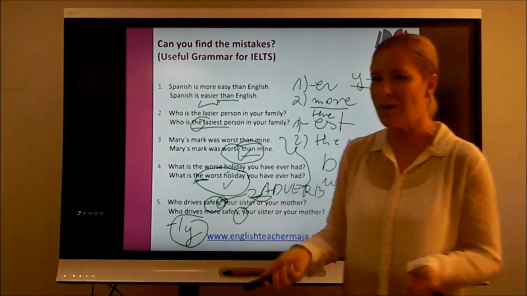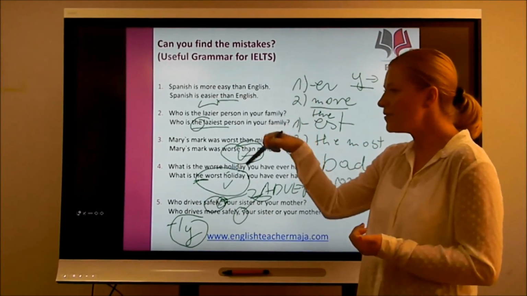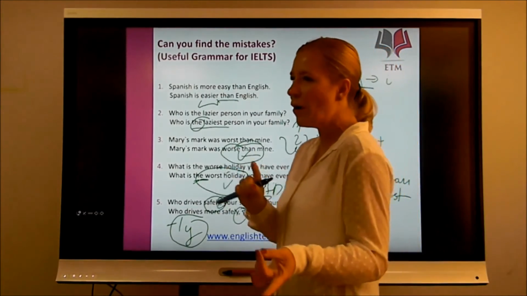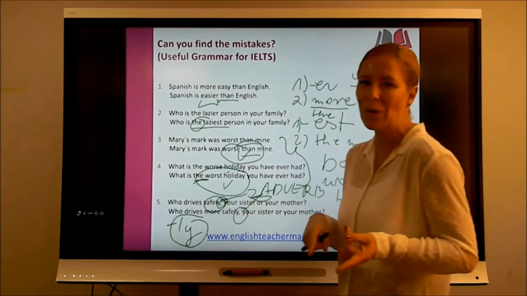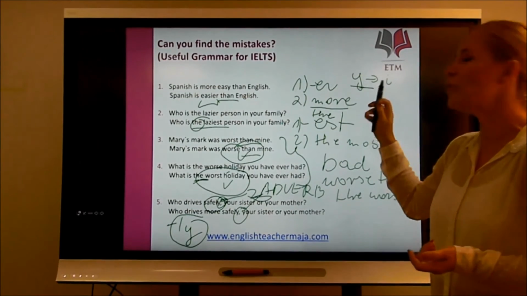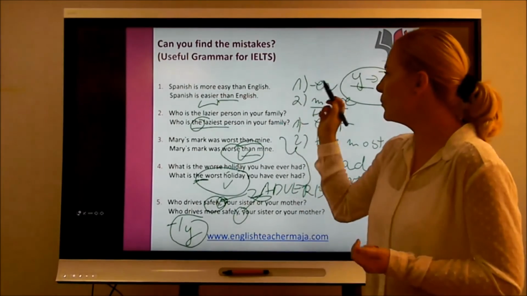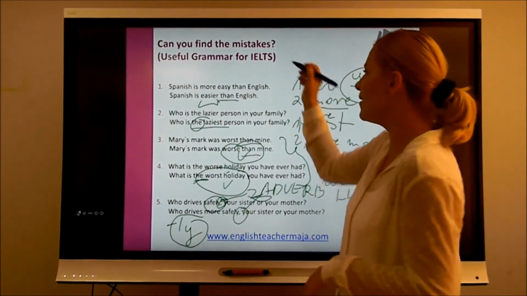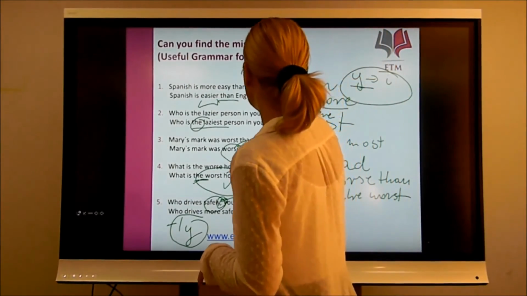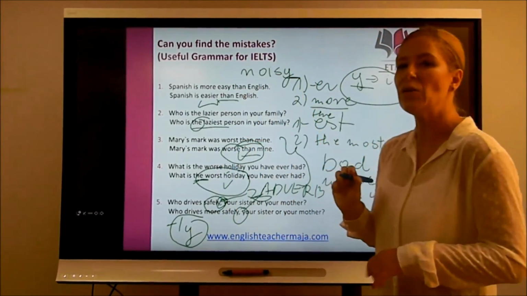So let's recap very briefly what we've covered today. First, we analyzed comparatives and superlatives with adjectives which end in Y. Short adjectives which end in Y. For example, easy, lazy. Another one could be noisy. Noisy ends in Y as well.